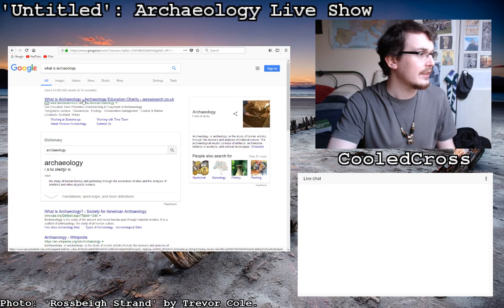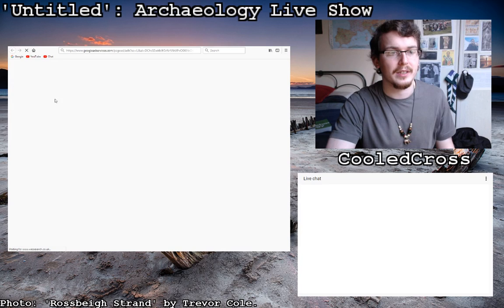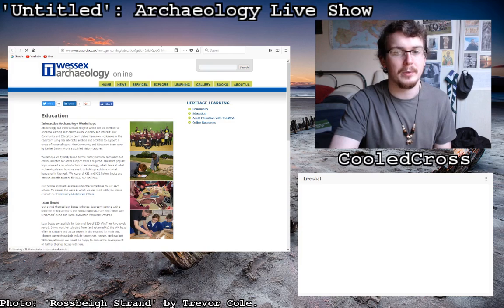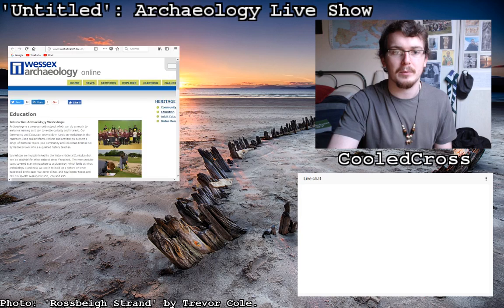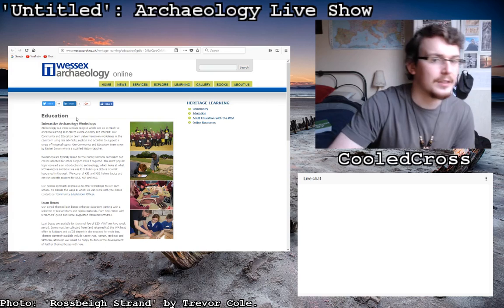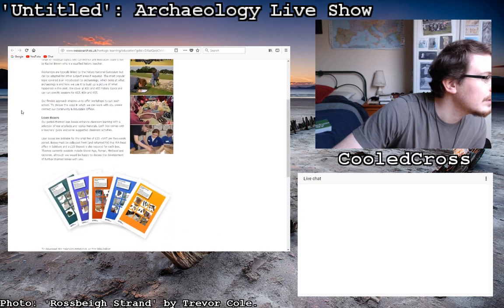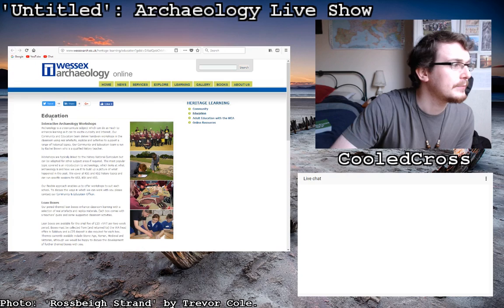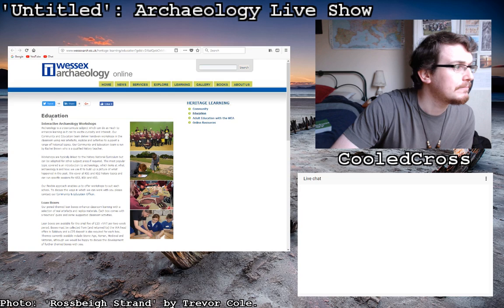I can't quite see what's there, so let's just click on that. See what Wessex Archaeology, actually, you know what, I'm gonna swap it. Does that change? Oh, it makes it really small. I'll just leave it over here. Interactive archaeology workshops. Is there like a frequently asked questions or something? I don't see it. Okay, let's go back.